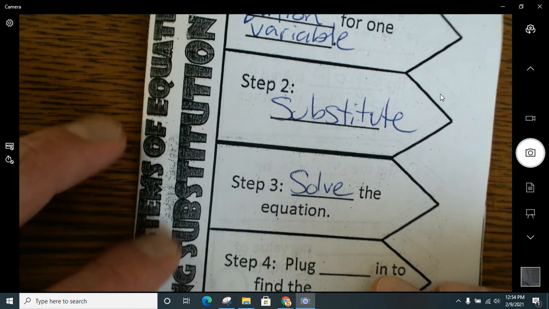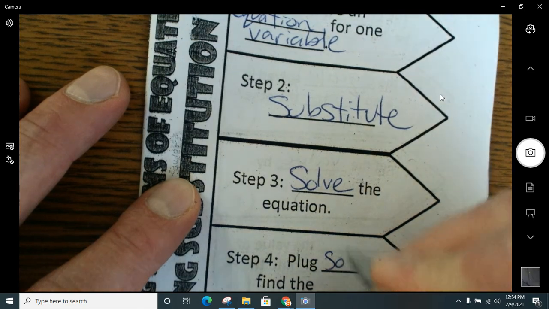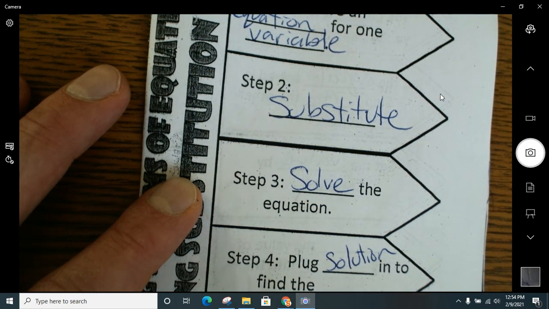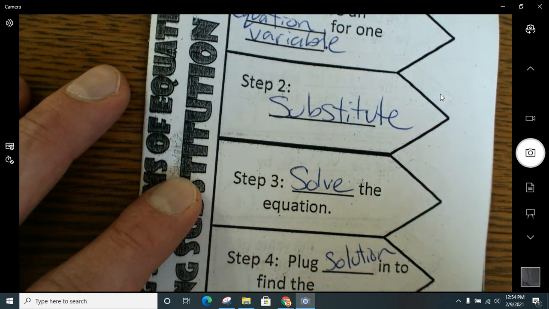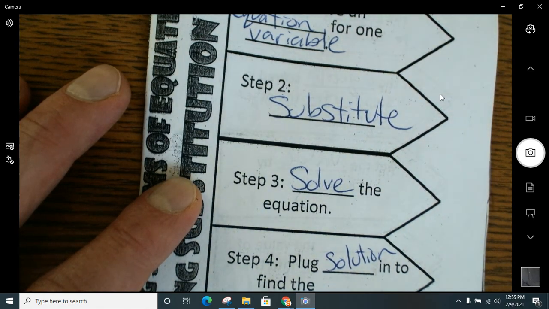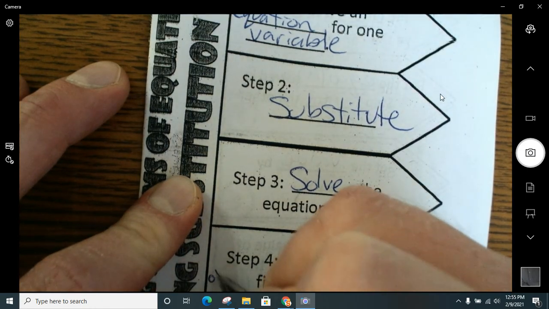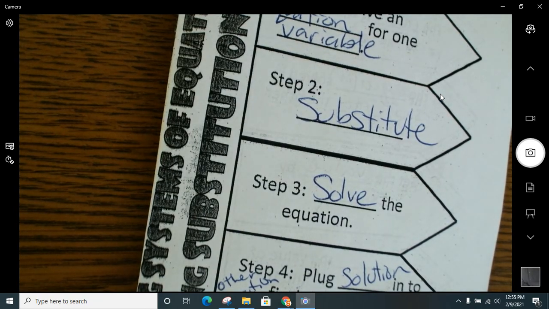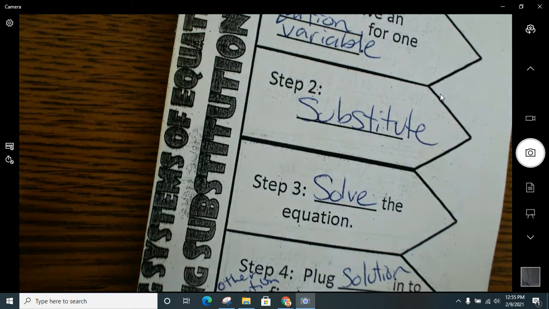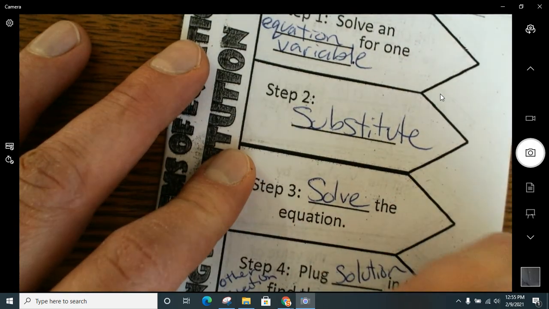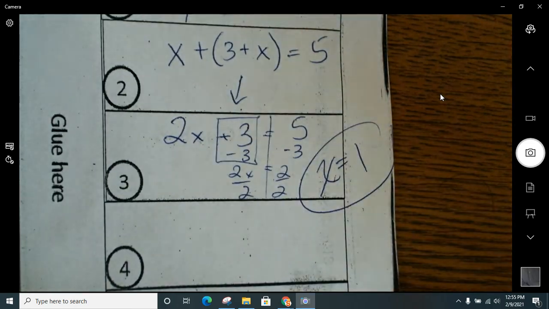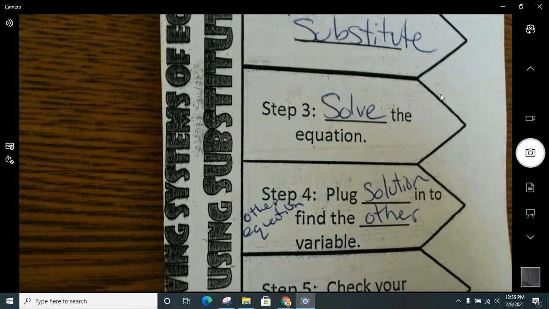Plug solution into the other equation to find the other variable. Interesting how they put that. Sorry, that kind of is missing there. We're going to plug the solution into, I guess, either equation, but I like to use the other one, one of the equations, and we're going to find the other variable. So, for instance, over here we solved so far for x. Now we're going to sub that in and find out what y equals.